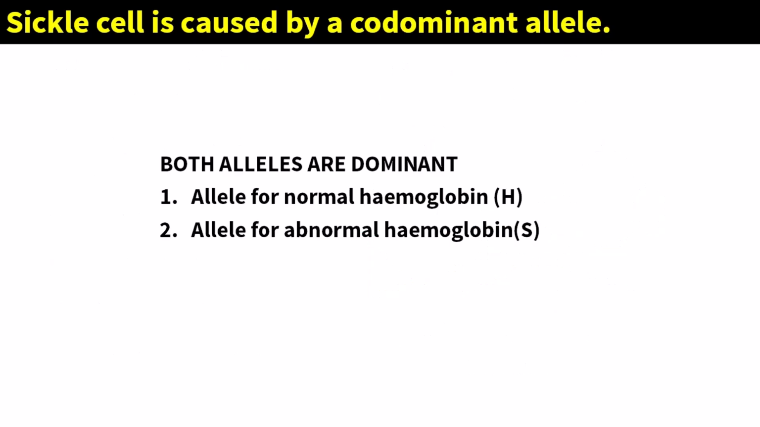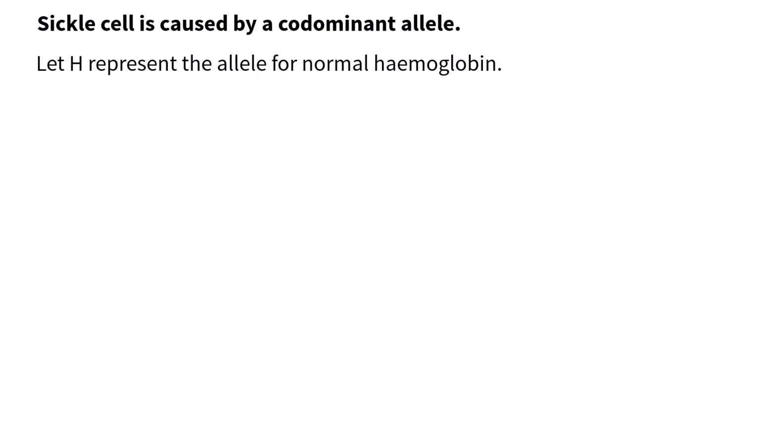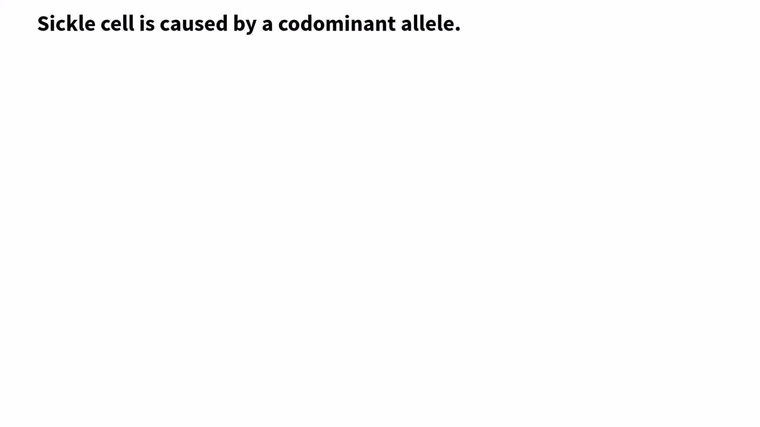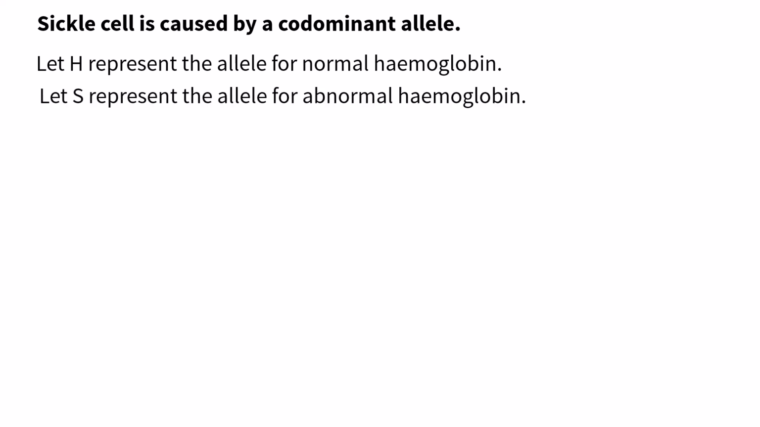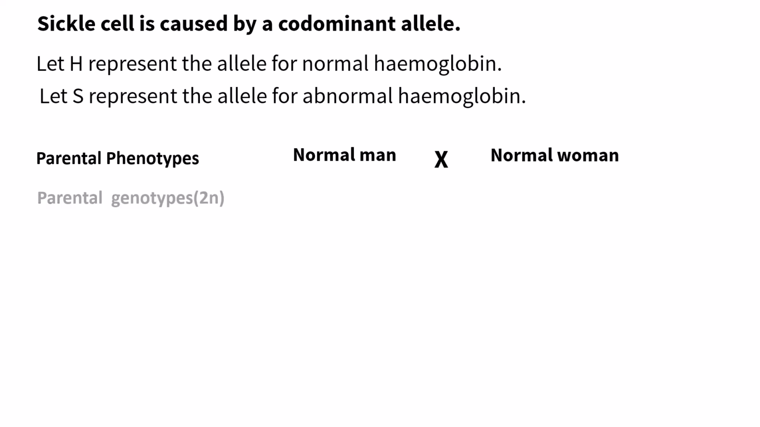Sickle cell is inherited in the codominance fashion. Let us carry out a cross between two normal individuals that give rise to a sickler. This means they are heterozygotes, F1. Sickle cell is caused by a codominant allele. Let capital H represent the allele for normal hemoglobin. Let capital S represent the allele for abnormal hemoglobin. Parental phenotypes: normal man with a normal woman. Parental genotypes: carrier man with a carrier woman.